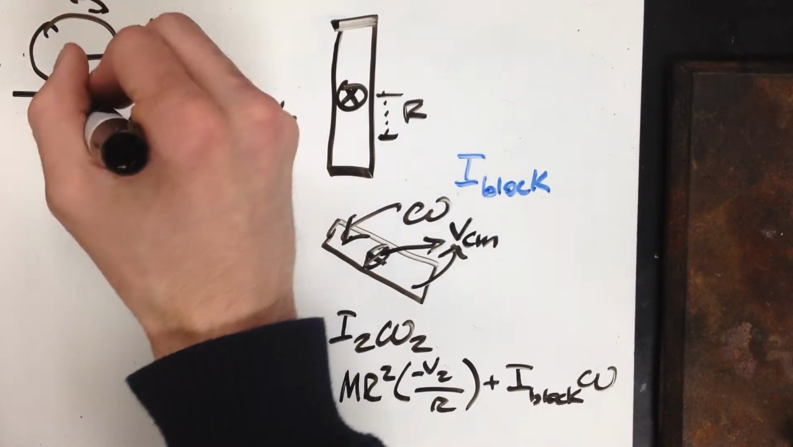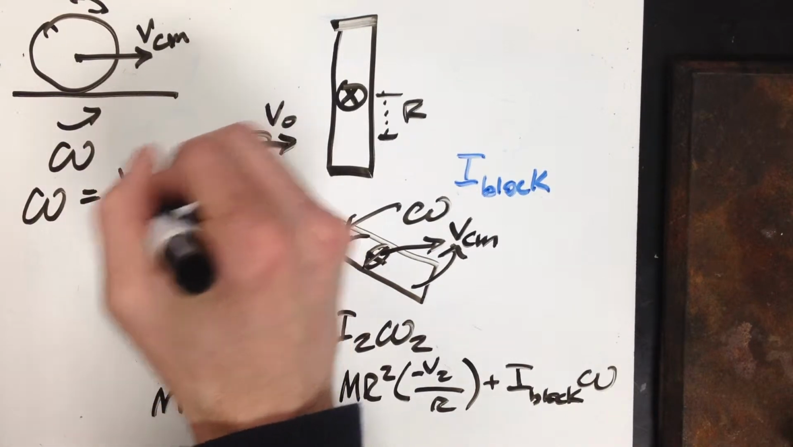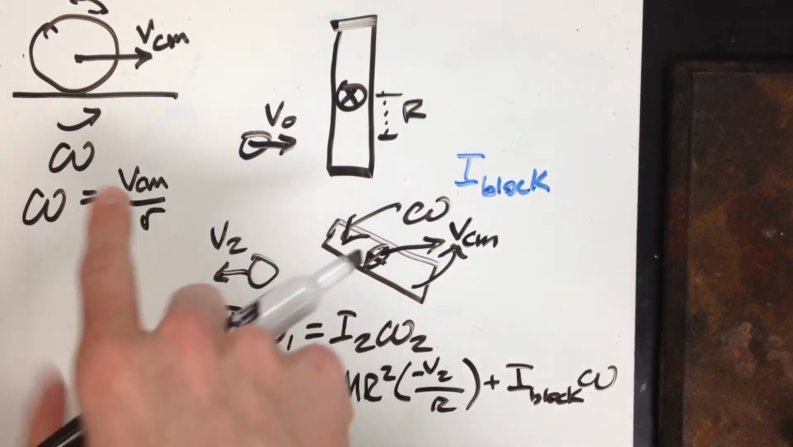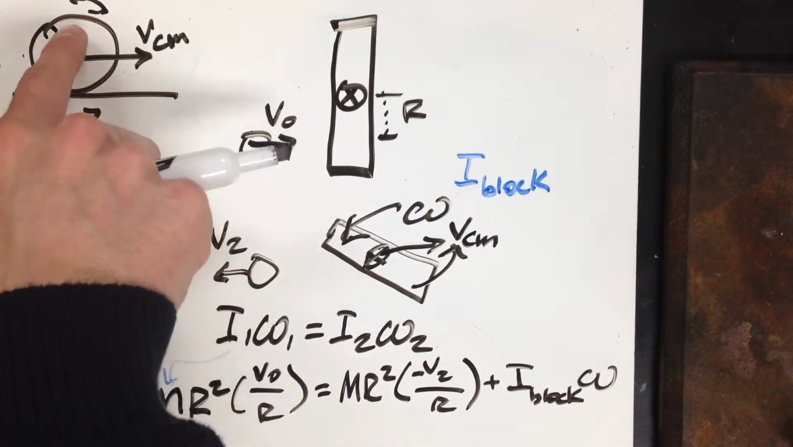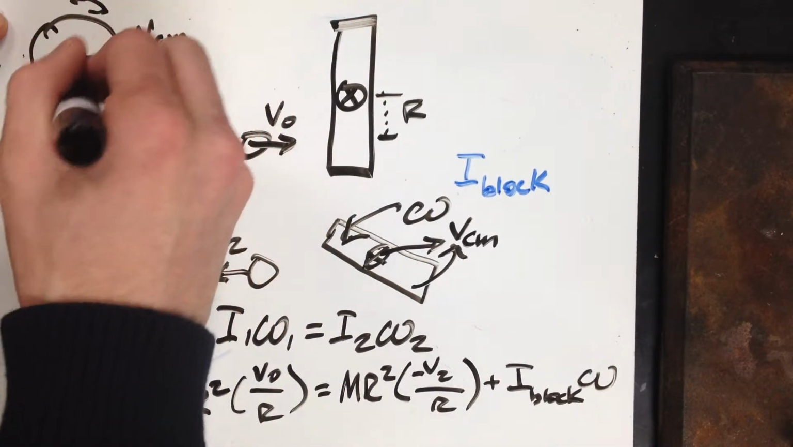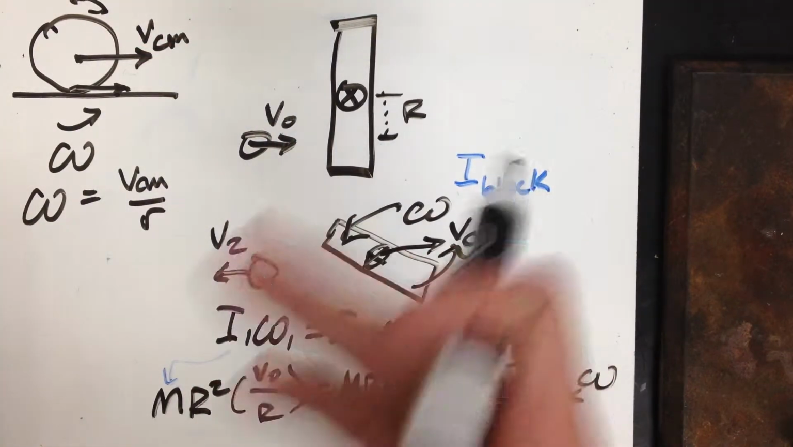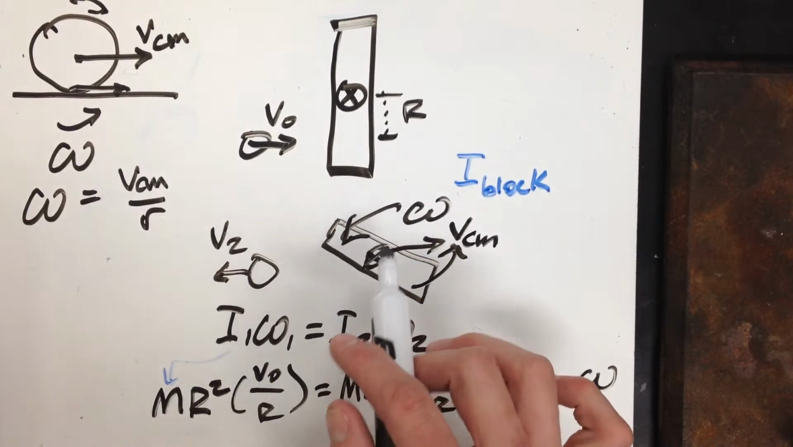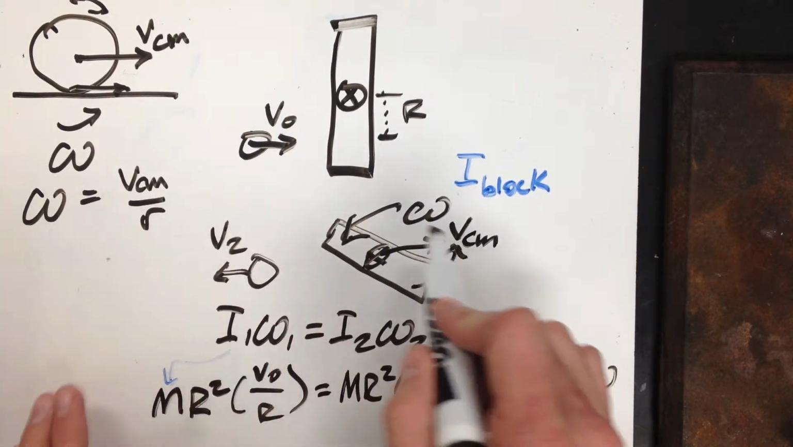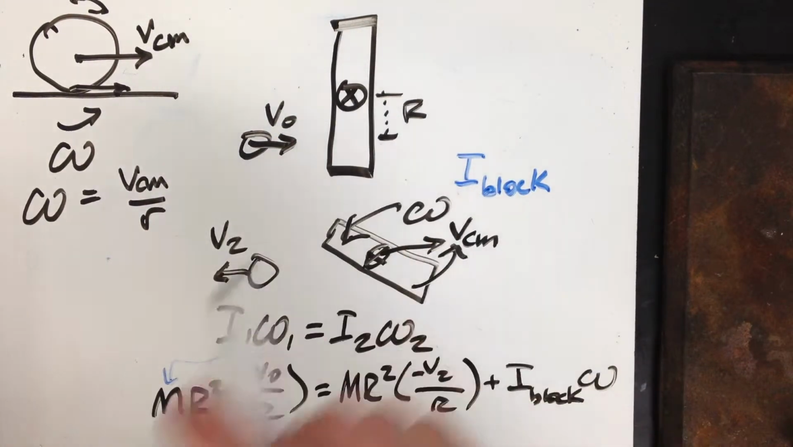So when we talk about things rolling without slipping, and we say their velocity of center of mass and their angular velocity, and we say omega is v center of mass over r, well, that works because it's rolling without slipping. That spot right here has the same velocity as the center of mass because it's rolling without slipping. Well, here, the block itself, the center of mass, has no angular velocity because it itself isn't spinning.